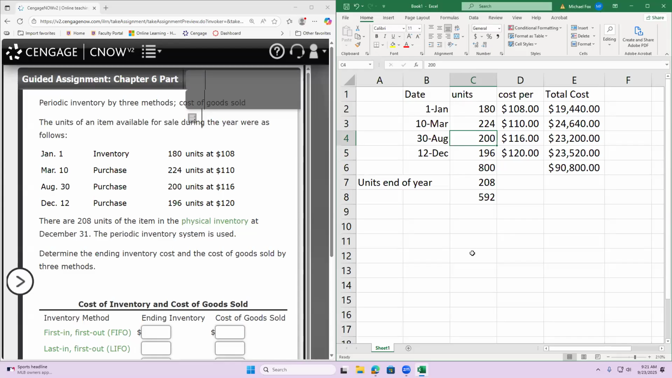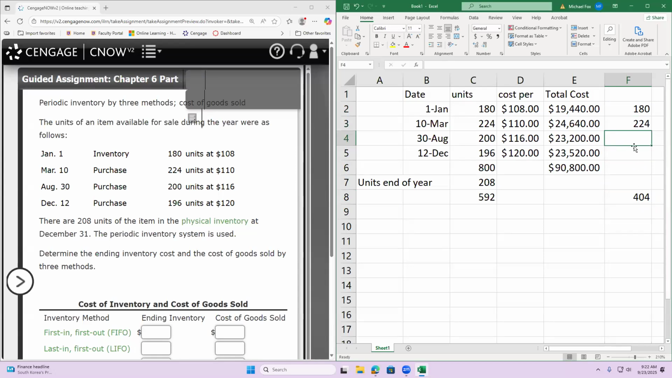Okay. So with first in, first out, I'm going to do a little total. I'll show you just one way to maybe consider doing this. I know I sold 592 items. With first in, first out, I'm going to assume the oldest ones. So I sold 180 of the oldest ones, the ones that were there on January 1st, and another 224 of the ones in March, which takes me up to 404.